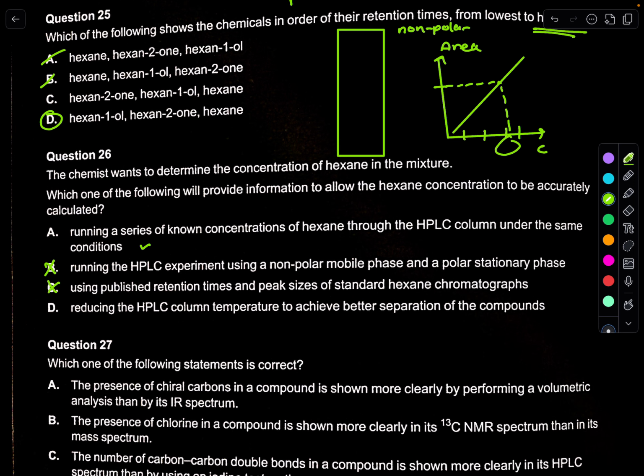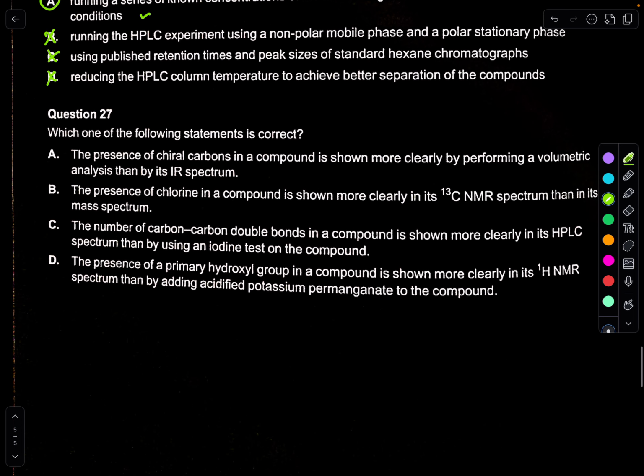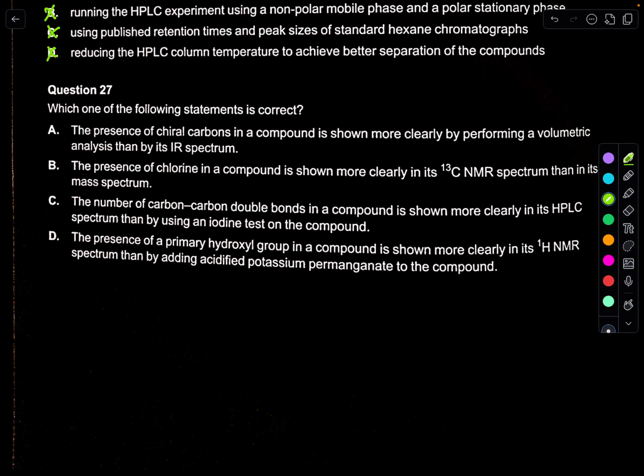Reducing the HPLC column temperature to achieve better separation of the compounds has nothing to do with concentration, by the way. We want to determine concentration. So A is the best one. Nice. 27. Which of the following statements is correct? The presence of a chiral carbon in a compound is shown more clearly by performing volumetric analysis than by IR spectrum. Rubbish! How's volumetric analysis going to help you determine chiral carbons? Remember, volumetric analysis is used to determine concentrations and that kind of stuff.